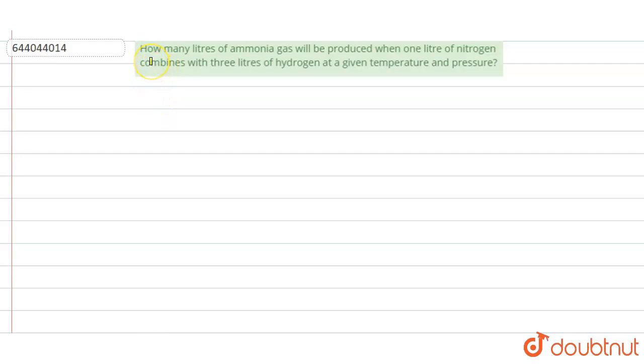Hello dear students. So the question is, how many liters of ammonia gas will be produced when 1 liter of nitrogen combines with 3 liters of hydrogen at given temperature and pressure? So this question can be solved on the basis of the limiting reagent topic.